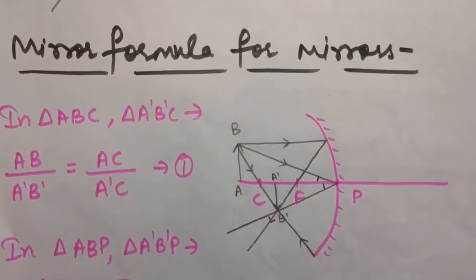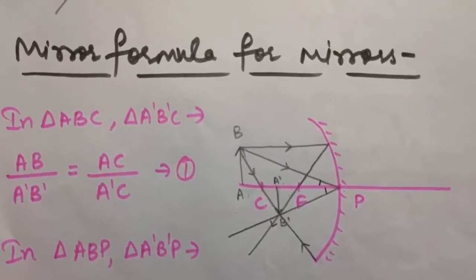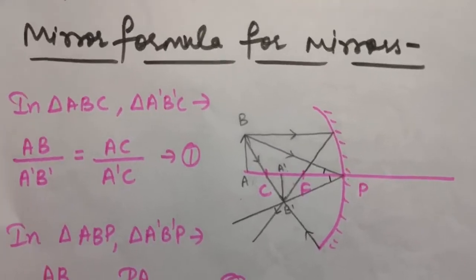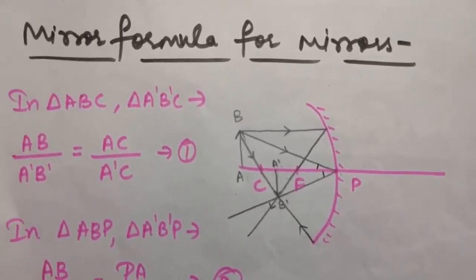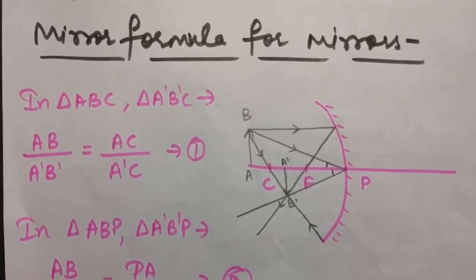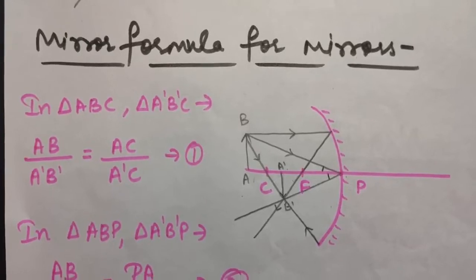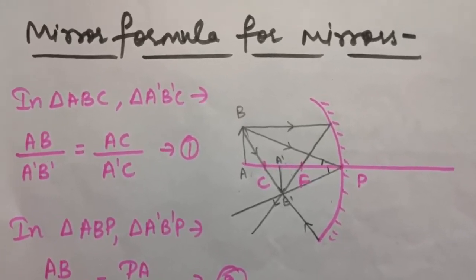Okay, so these were the ray diagrams. Now let us derive a mirror formula for the mirrors. The mirror formula is the same for a convex mirror as well as for a concave mirror. I will be deriving it using a concave mirror. The same method is there for a convex mirror, so after studying this method, you can use the same method to derive the mirror formula for a convex mirror.